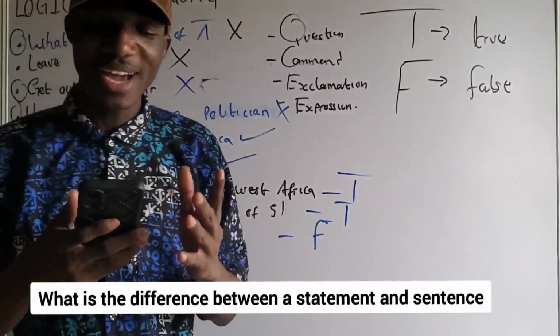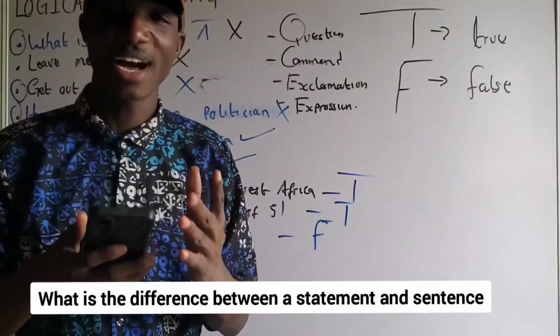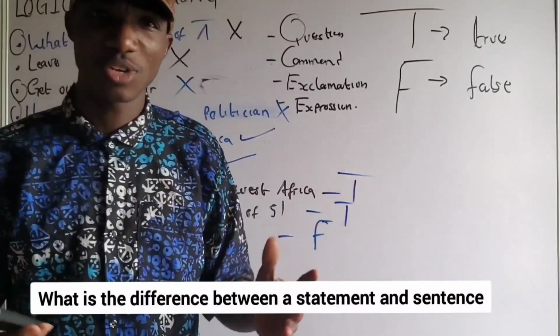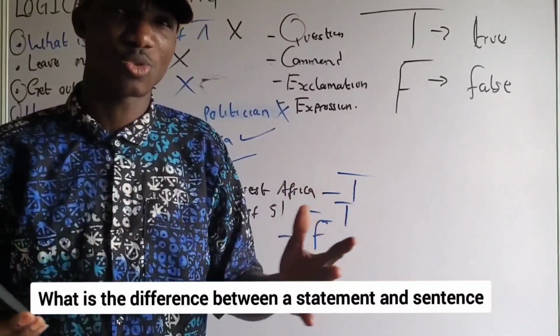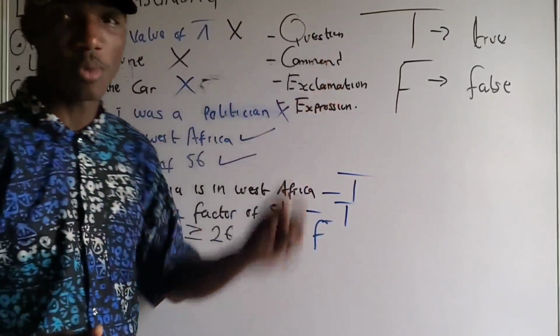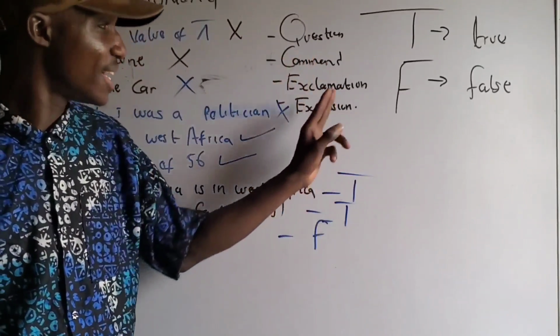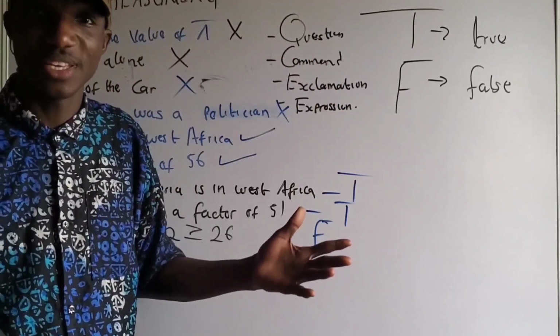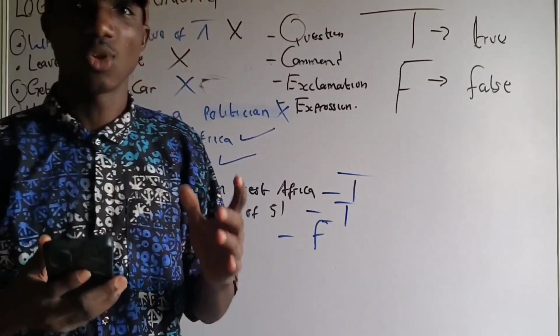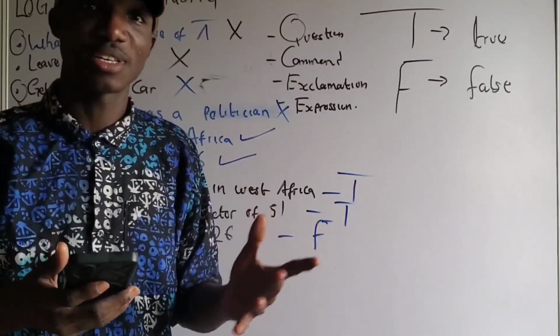Another question: why are some sentences not considered as statements? Well, the reason is because they cannot be argued out. They cannot be used in logical reasoning. A typical example is a sentence that comes in the form of a question, command, exclamation, or expression of feelings. Those sentences cannot be used in logical reasoning, so they are not regarded as statements.